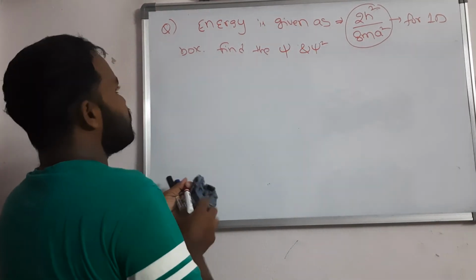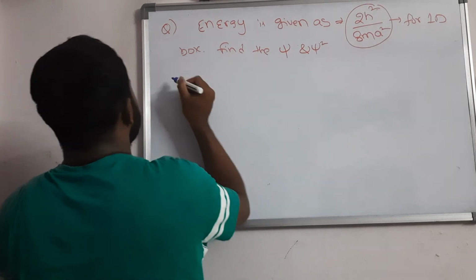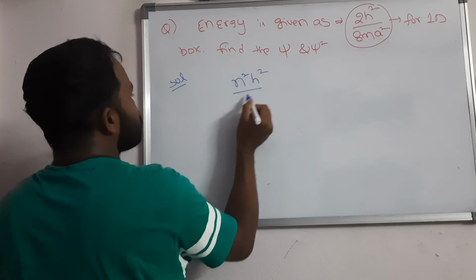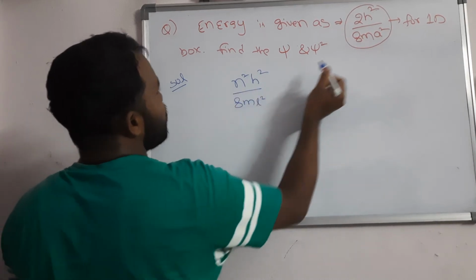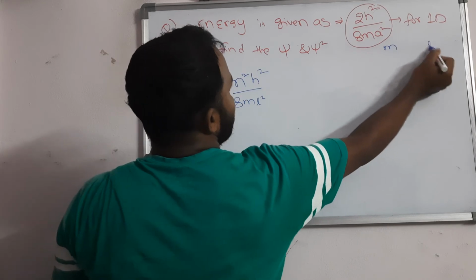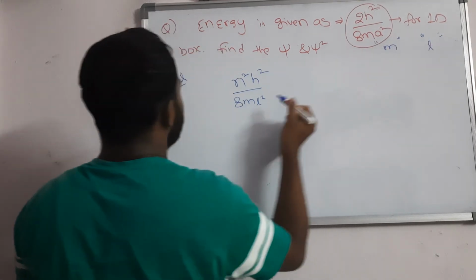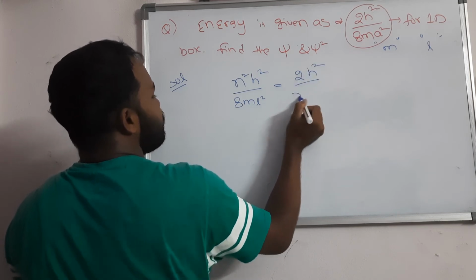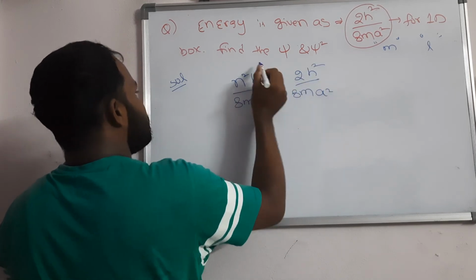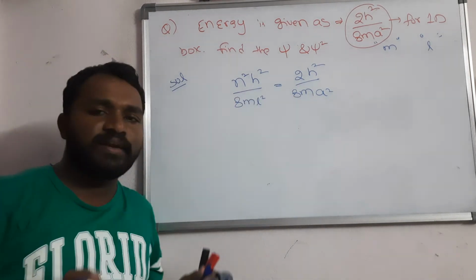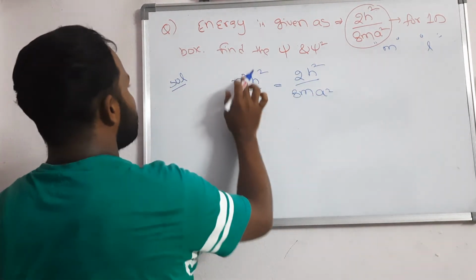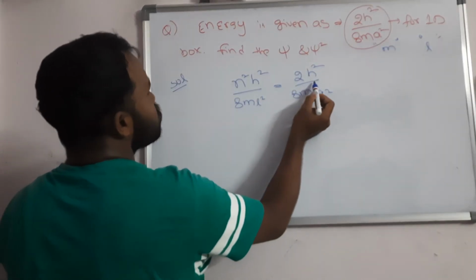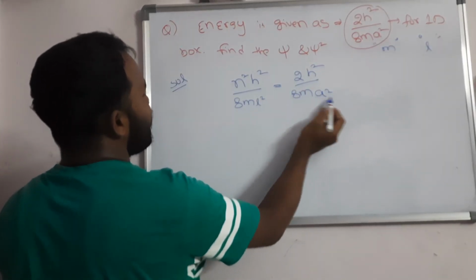So the solution is very simple. What is the 1D box energy? The general 1D box energy is n square h square by 8ml square, right? Here the length of the box is L and the mass is m. So this energy is equal to 2h square by 8ma square. I already made a video on the 1D box, so if you want that, go through those videos.